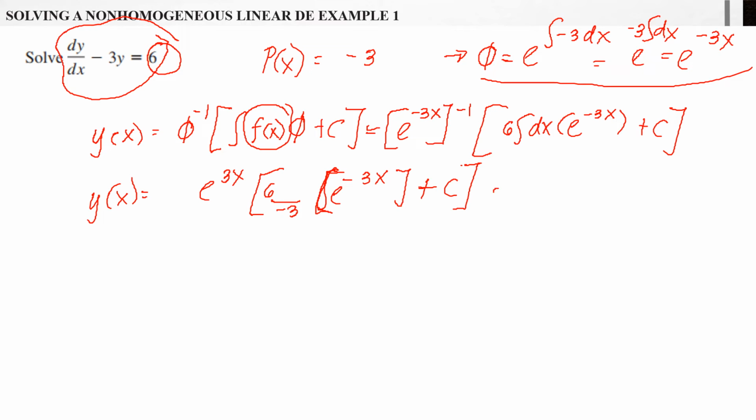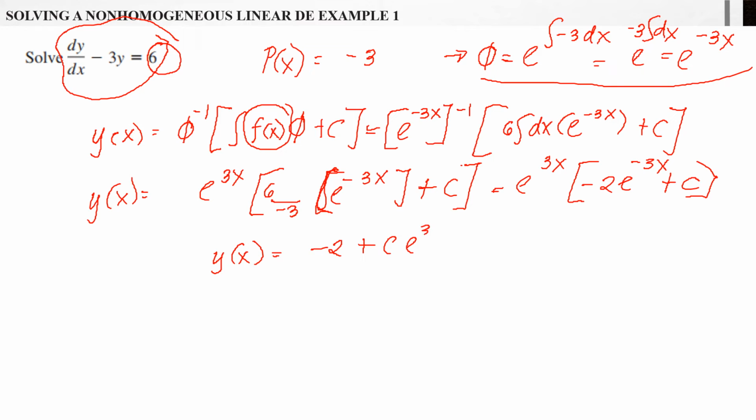Yeah, okay. So this takes the form of e^(3x) times negative 2 e^(-3x) plus c. Multiplying, distributing, this is equal to negative 2 plus c e^(3x). This is your general equation.